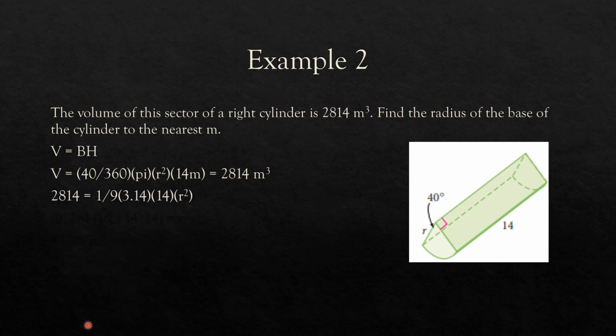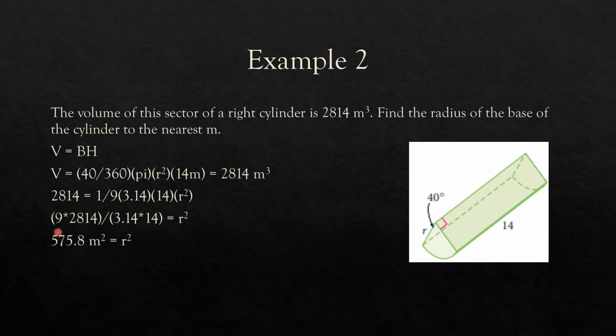So 2,814 is 1/9, that's 40 over 360 reduced, times 3.14, that's pi, times 14, which is the height of the cylinder, and then our radius squared. We can undo the equation. So we take the 1/9, we multiply by 9 on both sides, then we divide by the 3.14 and divide by the 14. So over on this side, we would have 9 times 2,814 divided by pi times 14. That will give us our radius squared.